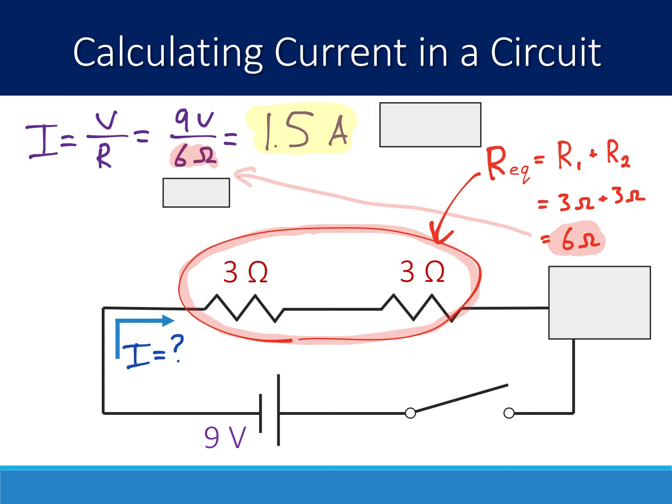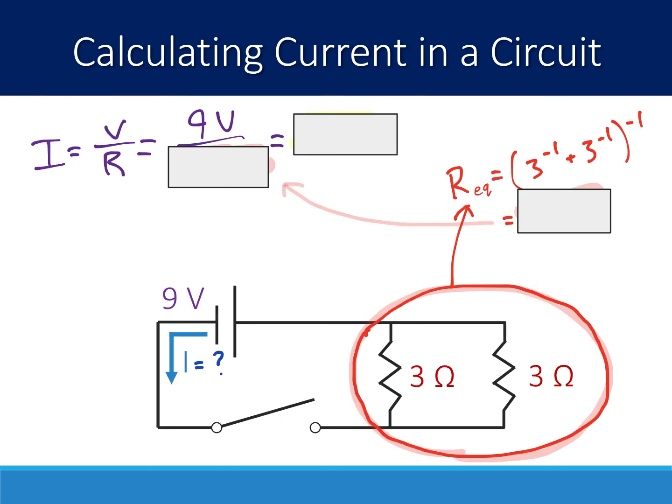Notice this would be the same as if I was to replace both of these 3 ohm resistors with one 6 ohm resistor. I would get the same exact answer. That's why we call this an equivalent resistance.